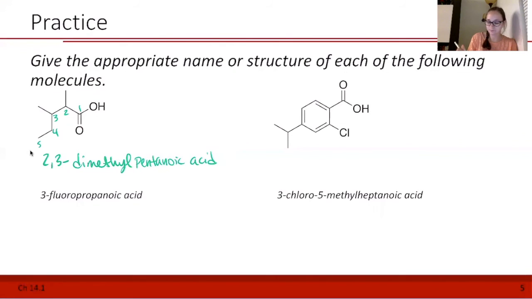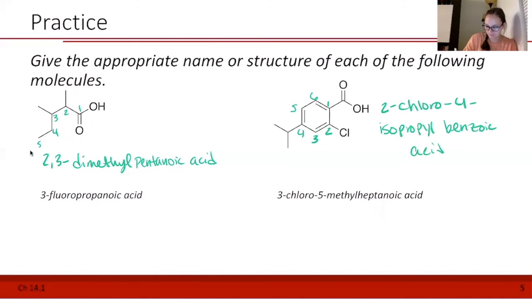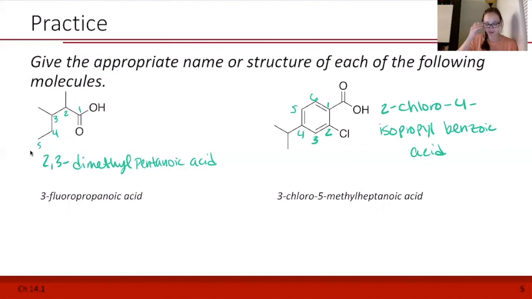Okay. So we have our aromatic carboxylic acid again, which we know is benzoic acid. We're going to number around to make our lowest overall number of substituents. Our base name, as I said, was benzoic acid. We have a chloro and an isopropyl. Chloro comes first in the alphabet, so we're going to do 2-chloro, 4-isopropylbenzoic acid. And that's the name. Okay, so now we have some names that we're going to draw the structures for.